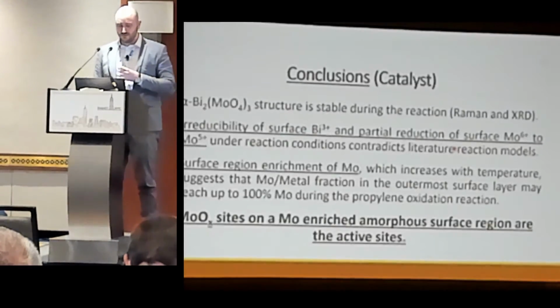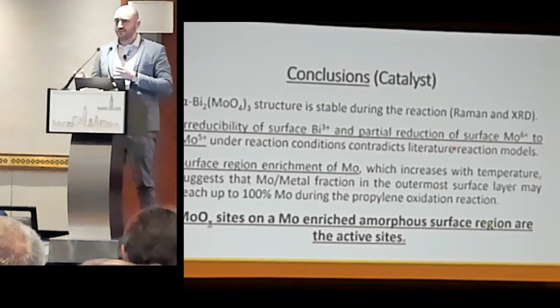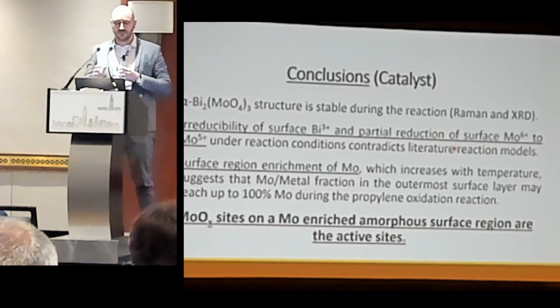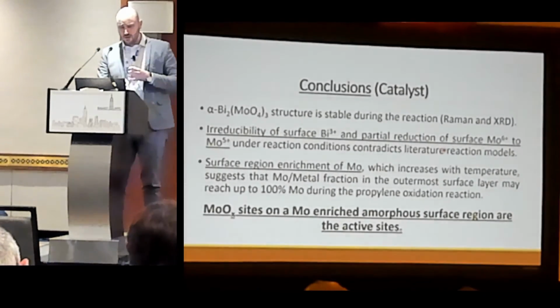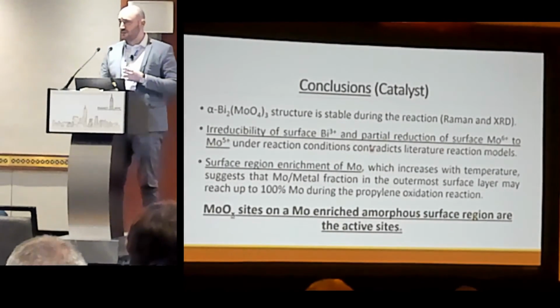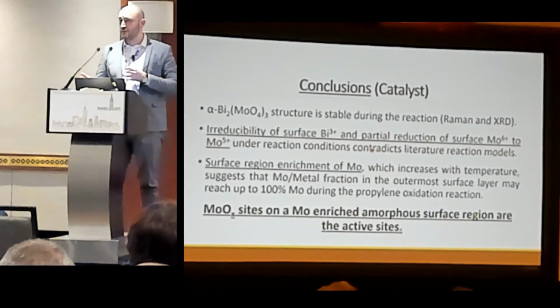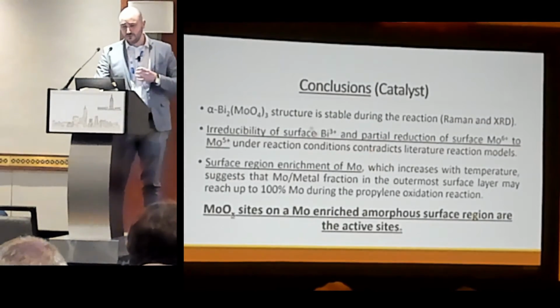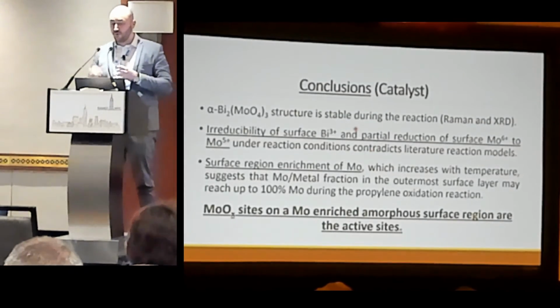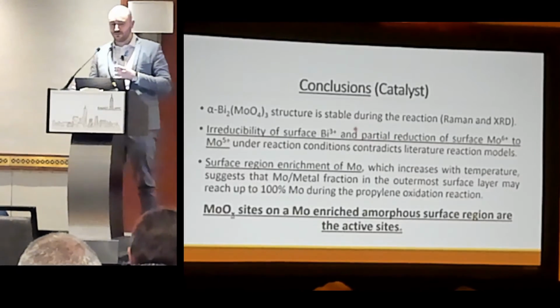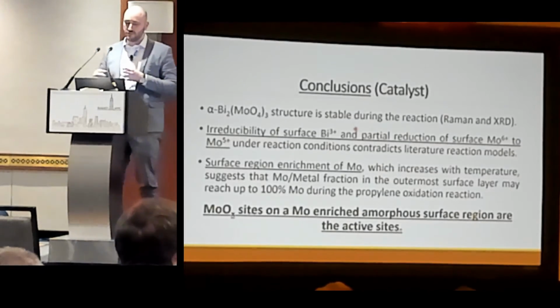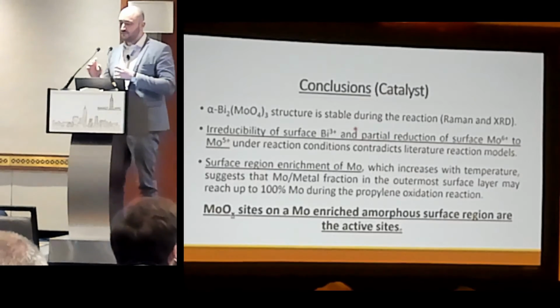So let's try to sum this all up. We know from the X-ray and the Raman data that the alpha bismuth molybdate structure is stable during the reaction. Based on the NAP-XPS data, as well as the confirmation we have from the EPR, the irreducibility of surface bismuth 3+ and partial reduction of surface molybdenum 6+ to molybdenum 5+ under reaction conditions contradicts the literature reaction models.